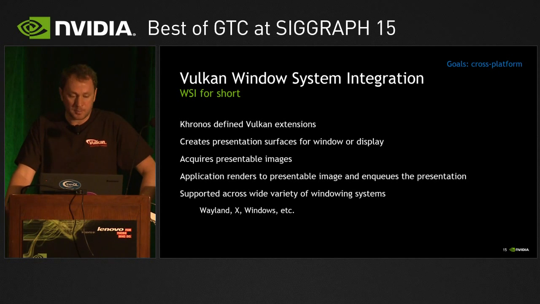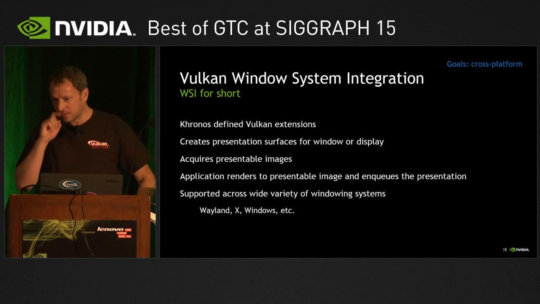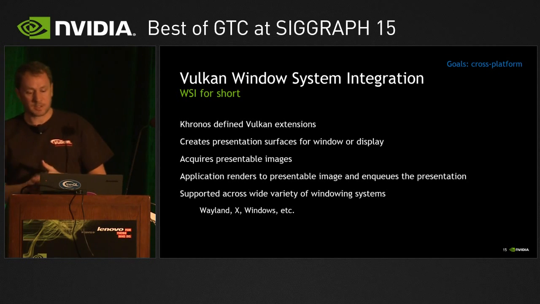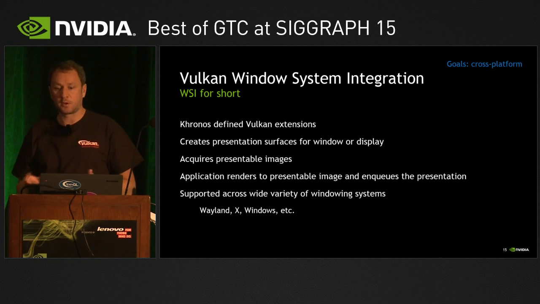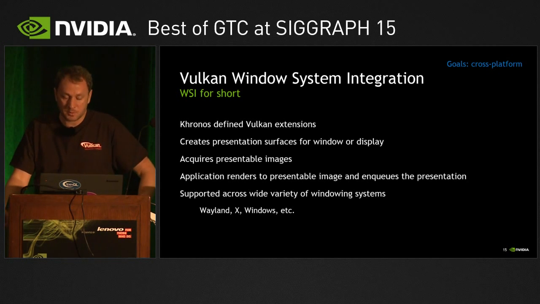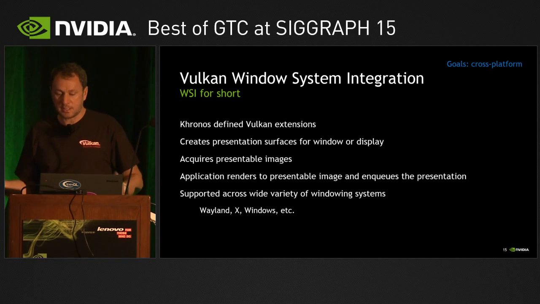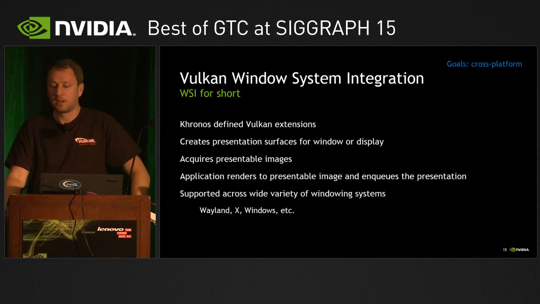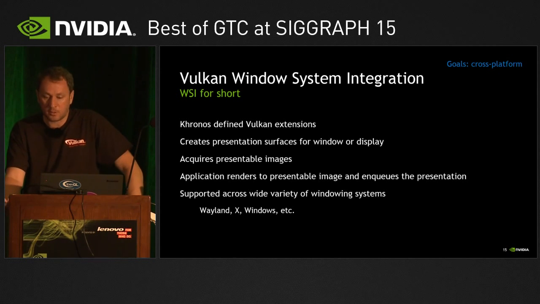So there's this set of extensions which Khronos is developing called the Window System Integration, or WSI for short. It's going to be a single consistent set of APIs that will be supported on Windows, Linux, and other platforms as well. The idea is to provide the application a consistent, easy way to run on any platform without having to figure out the details of doing display for that particular system.